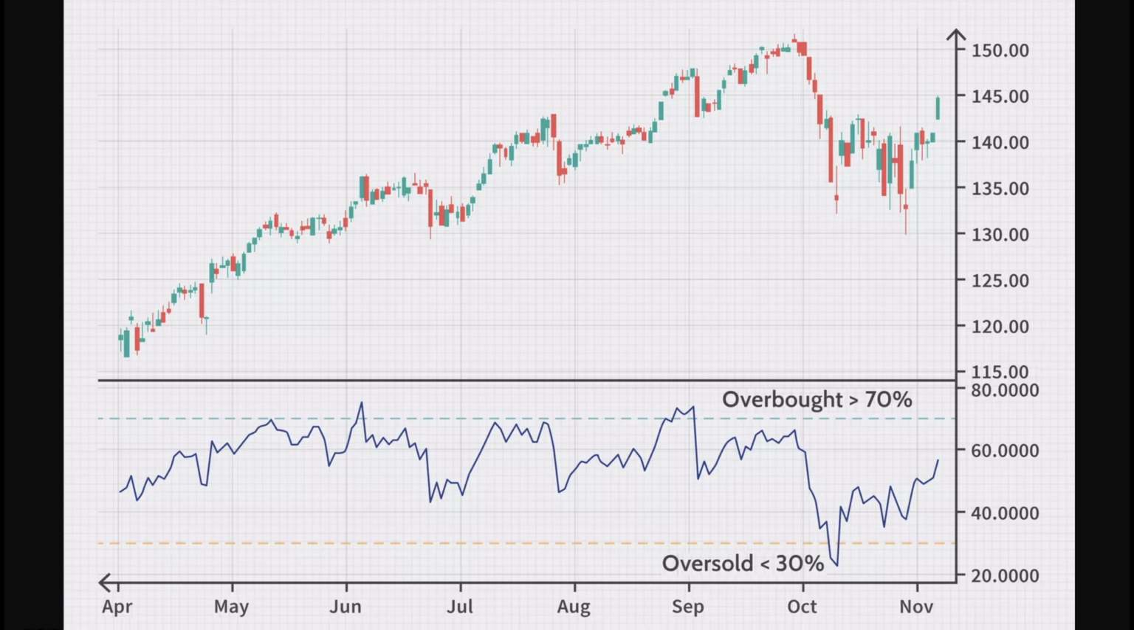RSI should be used as an additional help, and the context always needs to be considered, especially the current trend direction, the time frame, and the asset play an important role.